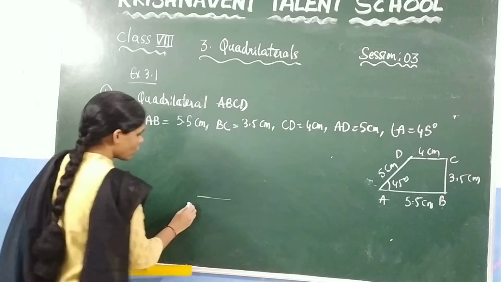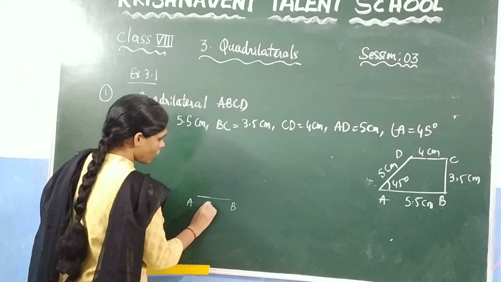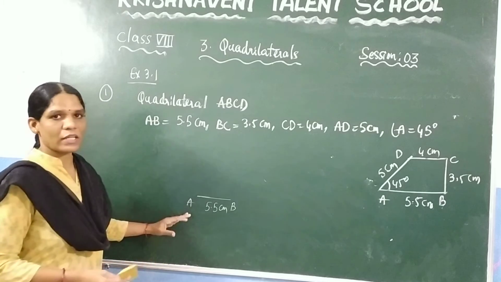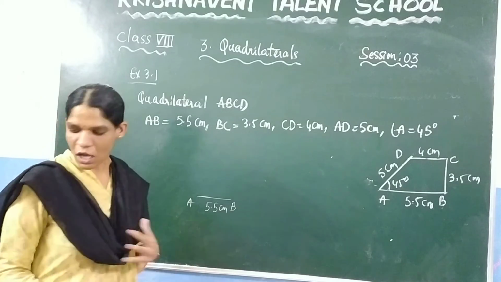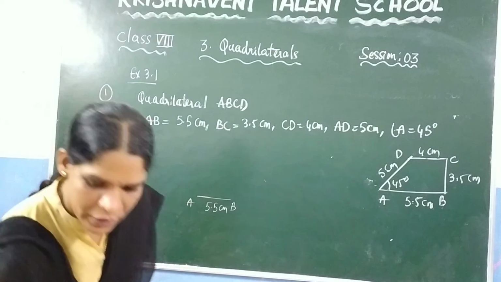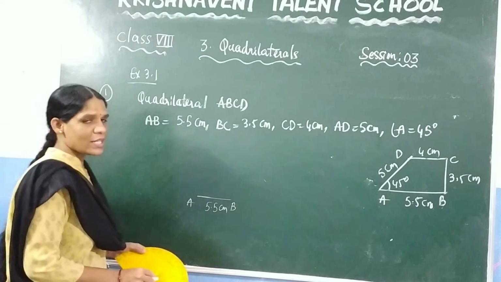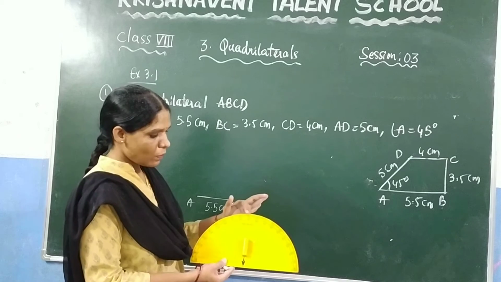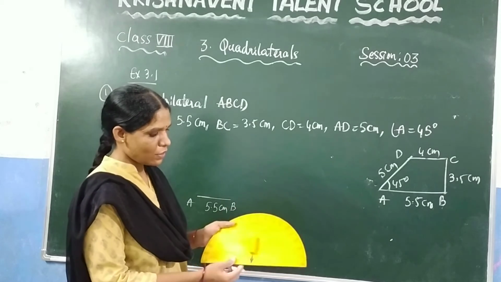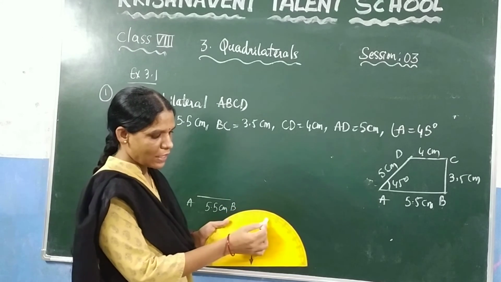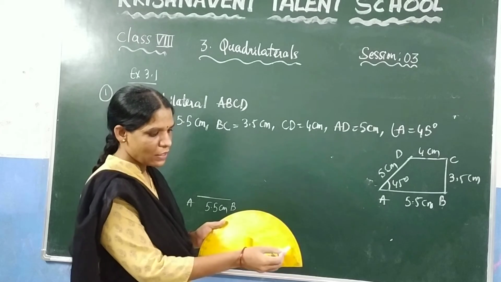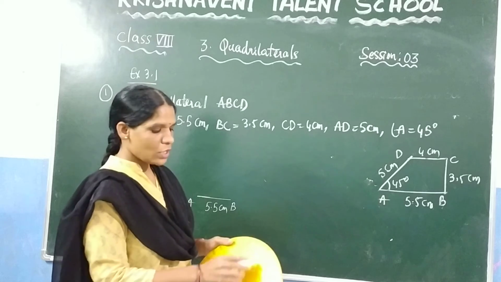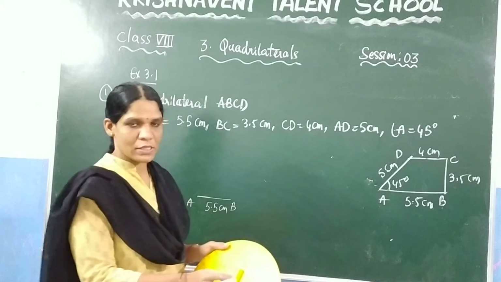So here we got the length AB as 5.5. Now at this point we need to take an angle of 45 degrees. How to draw an angle of 45 degrees? First you need to check where is 90 degrees. Here we can observe that this is the 90 degrees, and below 90 degrees you need to see the numbers 80, 70, 60, 40, 30, 20, 10. Since they have given the angle as 45, you need to see the below numbers here.